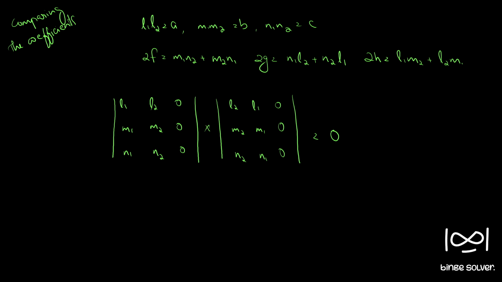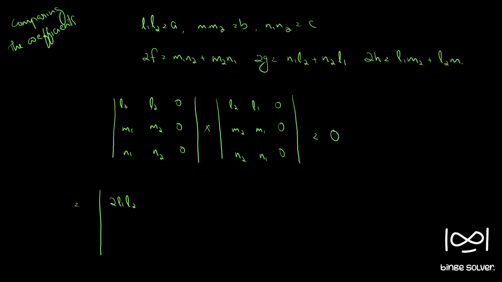If you know how to multiply two determinants, first we multiply and find out what each element represents. The first element will be obtained by multiplying L1L2 + L2L1 + 0 into 0. So that will give L1L2 + L2L1, which is 2L1L2.